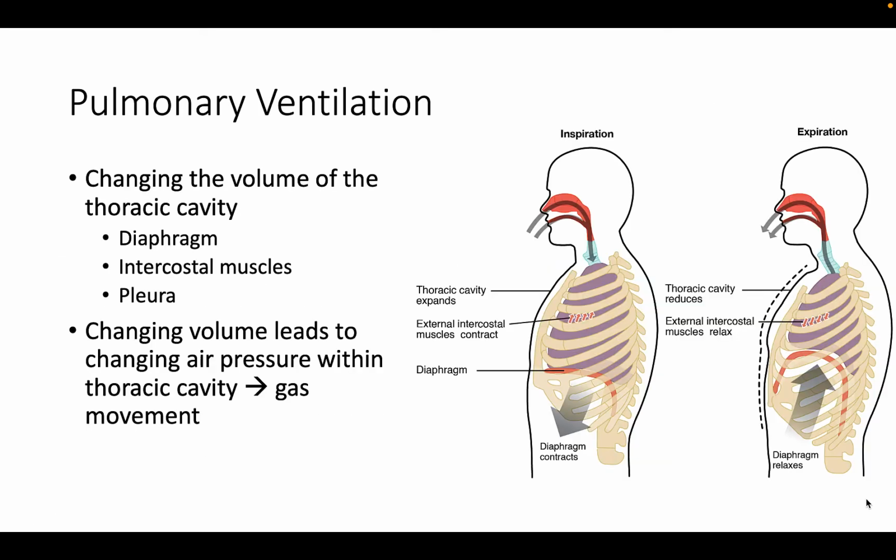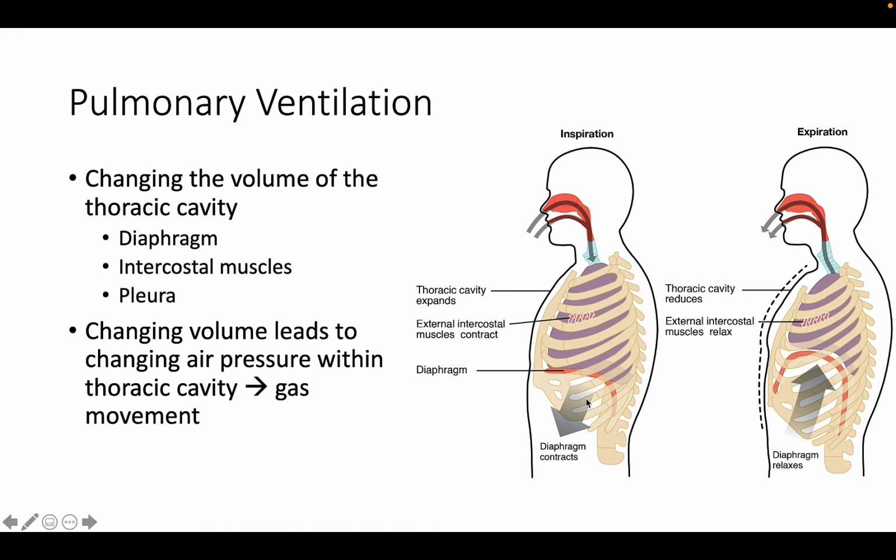So pulmonary ventilation comprises 2 major steps: inspiration and expiration. Inspiration is the process that causes air to enter the lungs. Expiration is the process that causes air to leave the lungs. In general, 2 muscle groups are used during normal inspiration: the diaphragm and the external intercostal muscles. Additional muscles can be used if a bigger breath is required, but in general, we'll just talk about these 2 muscles.